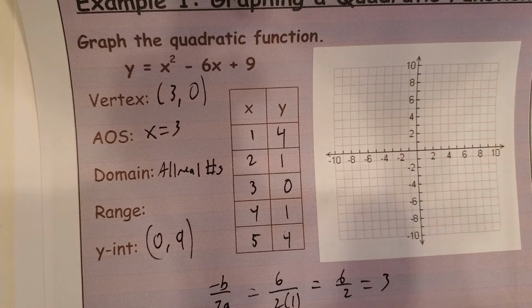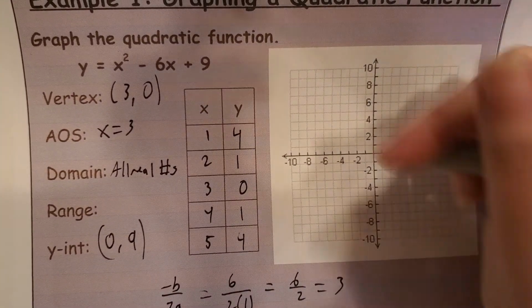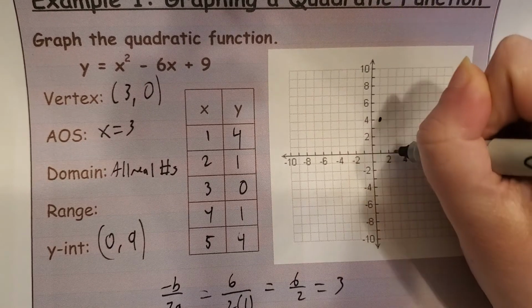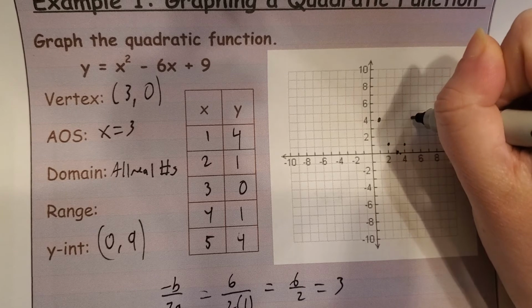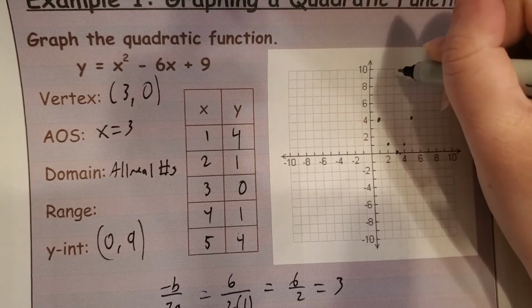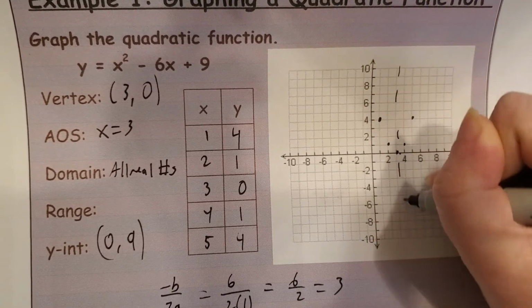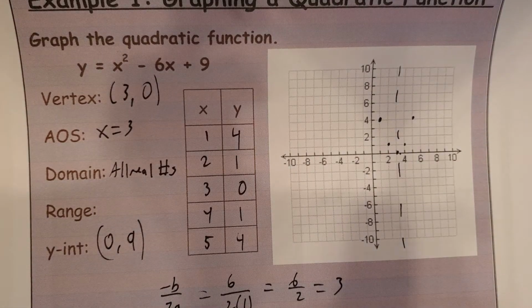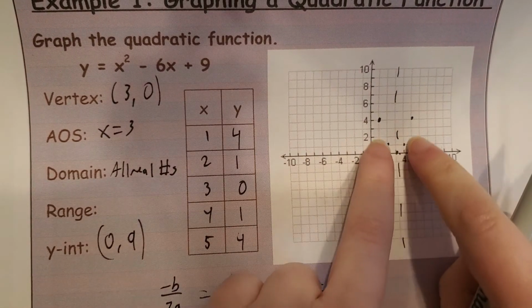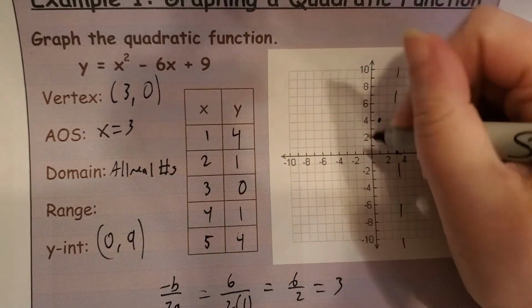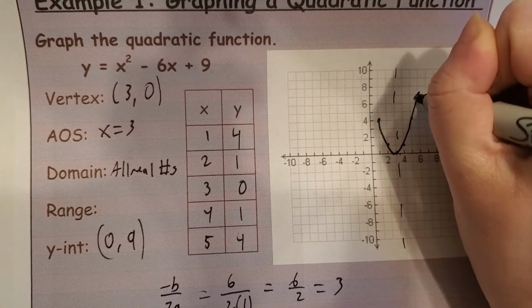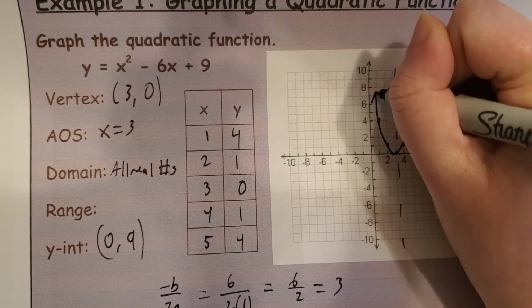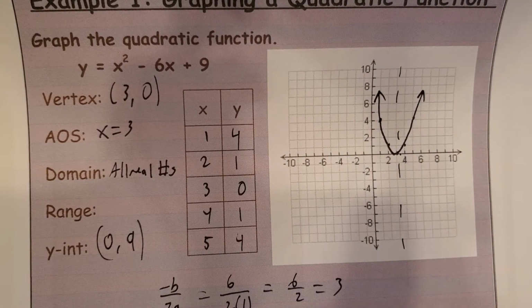All right, so we can plot all of this. 1, 4, 2, 1, 3, 0, 4, 1, and 5, 4. You could absolutely draw in your vertical line for the axis of symmetry to help you out, but you don't have to. It just shows you that nice symmetry. And as always, because we have points and we're graphing a function, we do want to connect the dots, extend the line, draw the arrowheads. That's not going to change. All right.